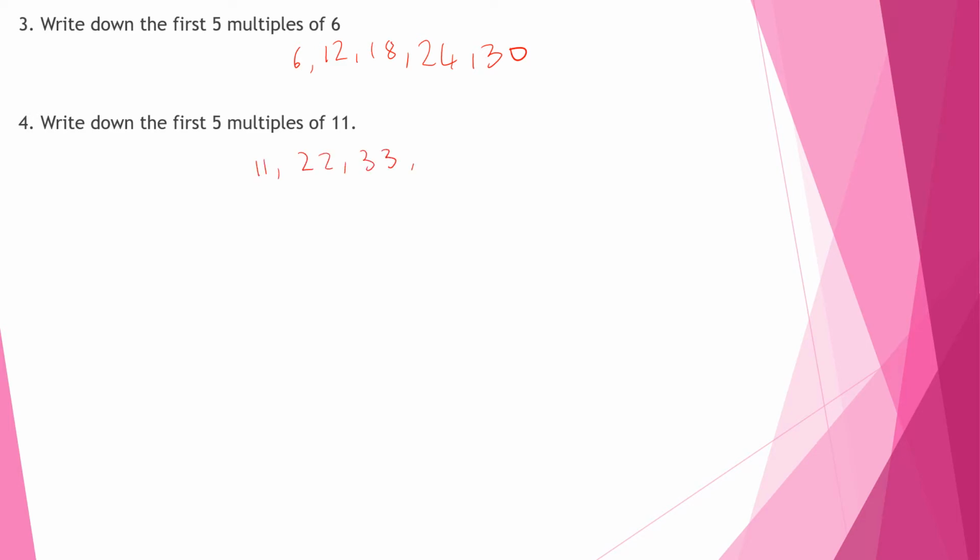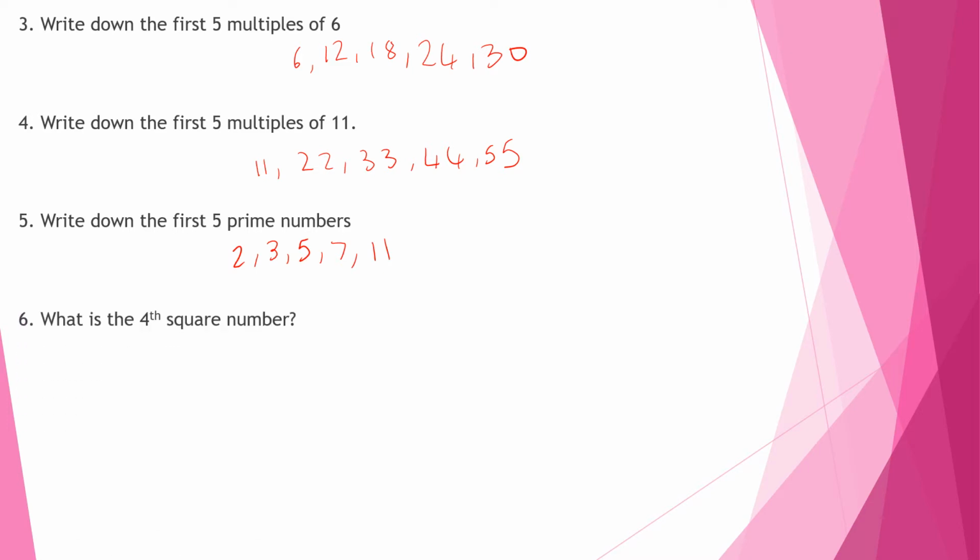The first 5 multiples of 6, remember that a multiple is times tables. So 6, 12, 18, 24, and 30. The first 5 multiples of 11: 11, 22, 33, 44, and 55. The first 5 prime numbers are 2, 3, 5, 7, and 11.